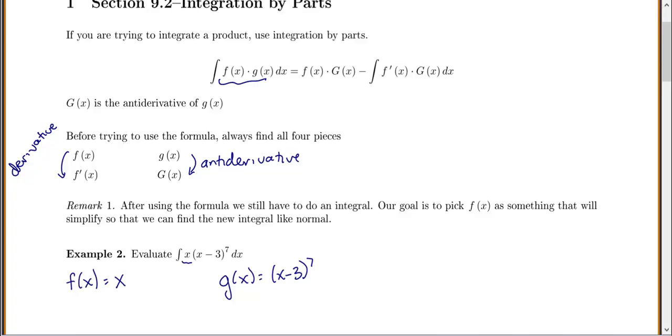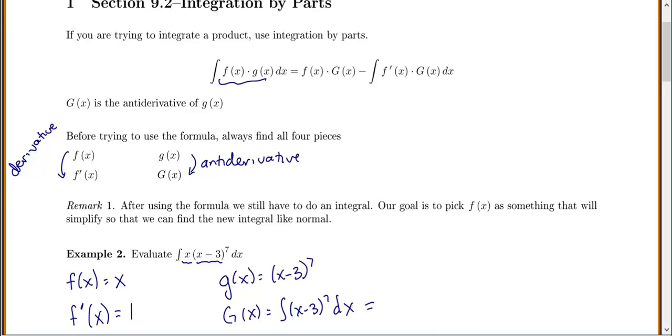So that's what we start with. That's our actual product in our integral: we had an x and we had an (x minus 3) to the power of 7. Now f prime of x is just going to be 1. Take the derivative of x, you get 1. Pretty simple. The harder part here is to find capital G of x, because we need to integrate. So this is the integral of (x minus 3) to the power of 7 dx.